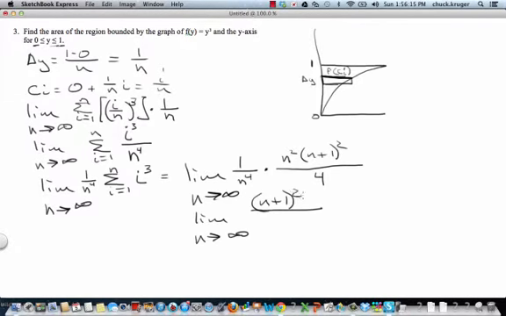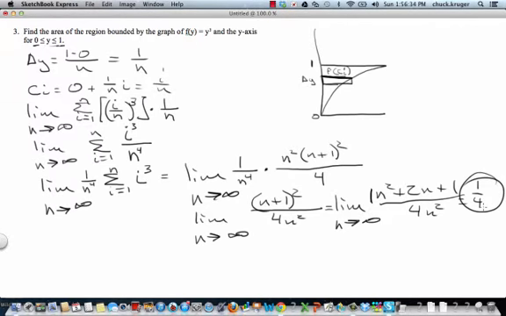And that's going to give me the limit as n goes to infinity of n plus 1, that quantity squared over 4n squared, which is going to give me the limit as n goes to infinity of n squared plus 2n plus 1 over 4n squared. My leading coefficient here is 1, and so I get an area of 1/4 right there.